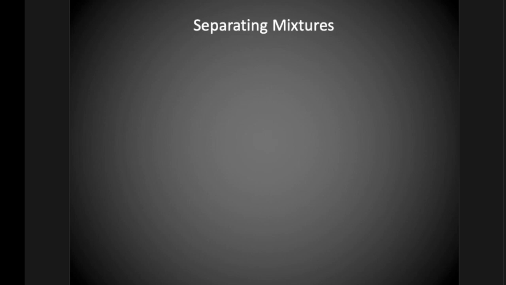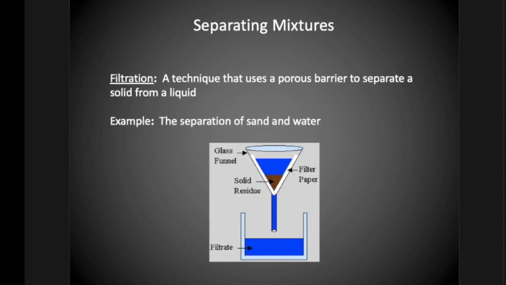If you passed it through a filter, something like a coffee filter, then we would be able to collect the sand in the filter and the water would pass through. So filtration is a technique that uses a porous barrier to separate a solid from a liquid. A good example of that is the separation of sand and water.